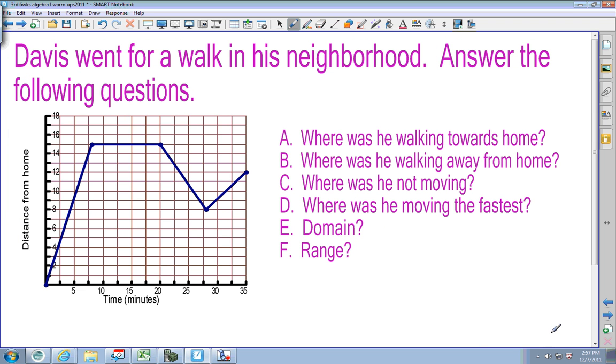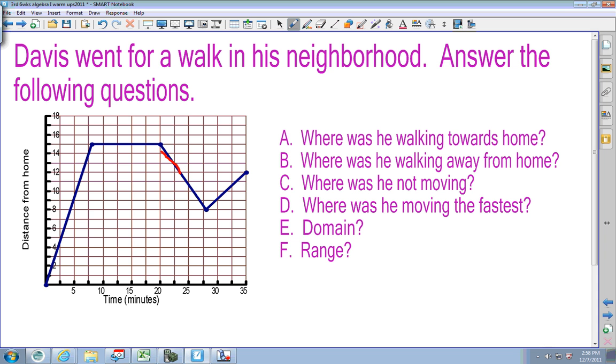Here's the next one. Pause that video, see if you can figure out what this is. Davis went for a walk in his neighborhood. Answer the following questions. When was he walking towards home? See, this is distance from home. So he's walking away from the house. He pauses for a little bit. He goes back to the house, and then he goes away.